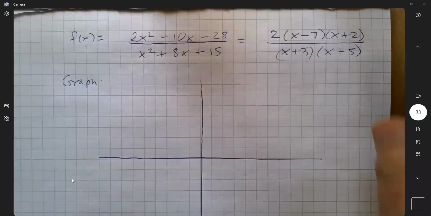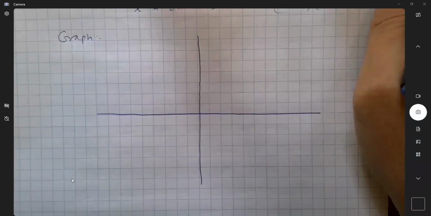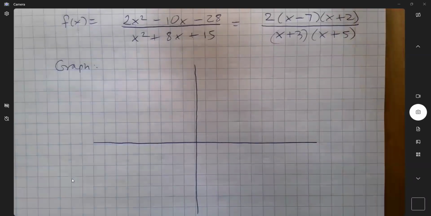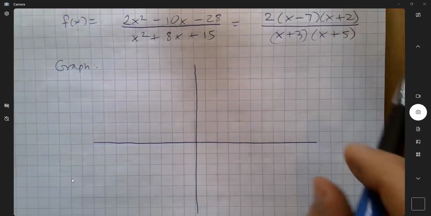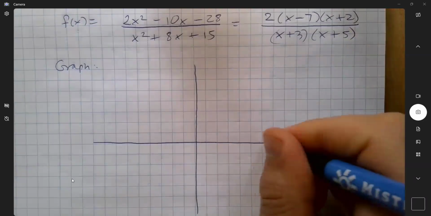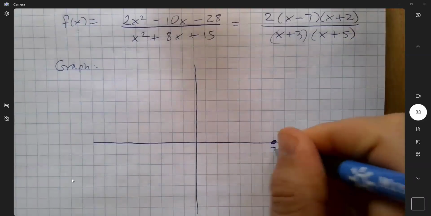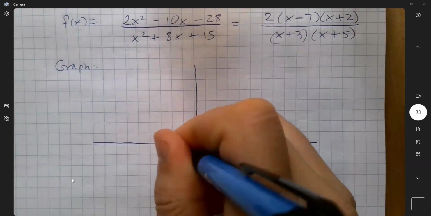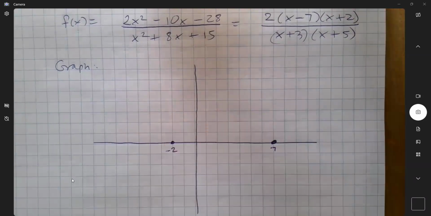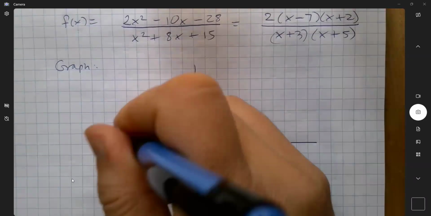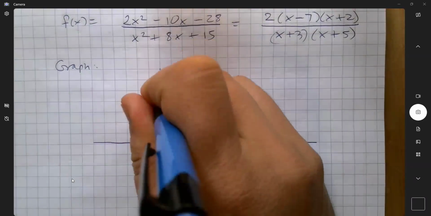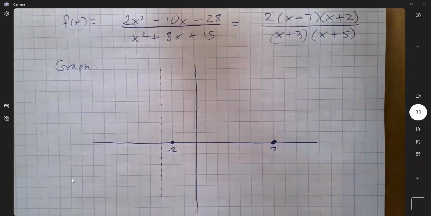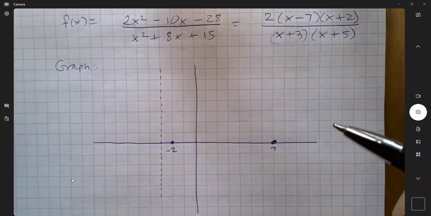Let's start by finding our x-intercepts and our vertical asymptotes, because that means finding the corresponding factors of the top and the bottom. 1, 2, 3, 4, 5, 6, 7. There's going to be an x-intercept at x equals 7 and an x-intercept at x equals -2. And there's going to be a vertical asymptote at x equals -3. We've talked about vertical asymptotes before.